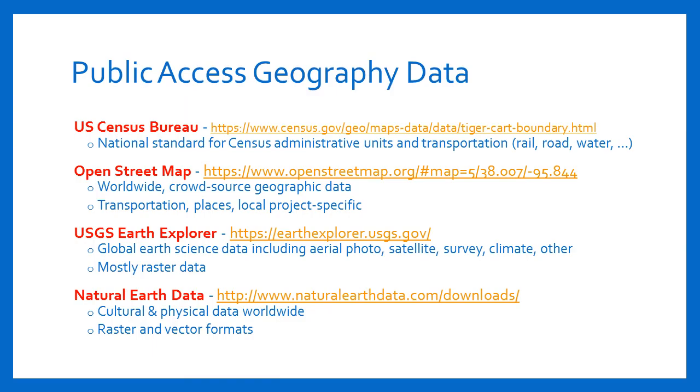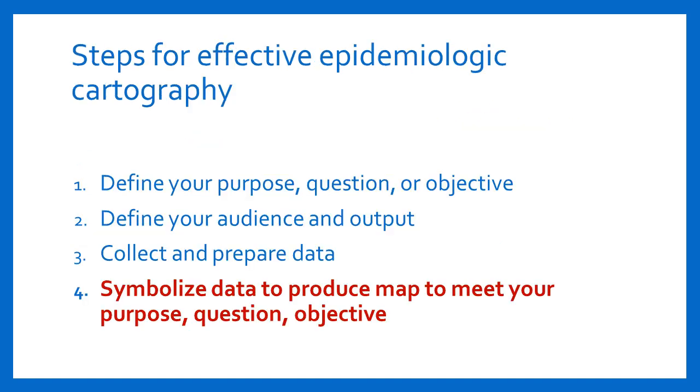And here are a few places that are, again, public access geography data that you can get both environmental features and also political boundary information. Okay, so defining the purpose question, defining the audience, collecting and preparing data. Okay, so now we need to make a map. We need to put this on the map.